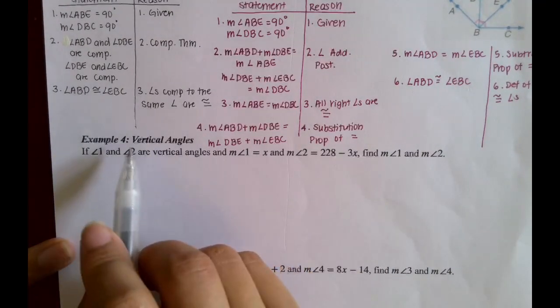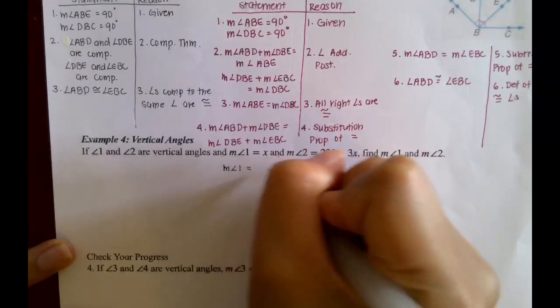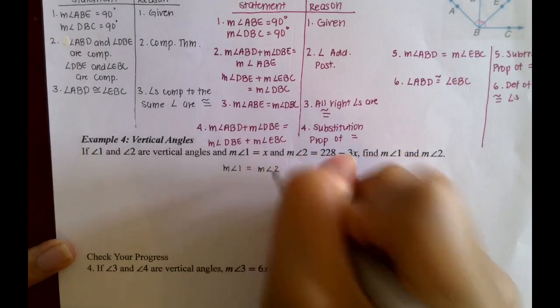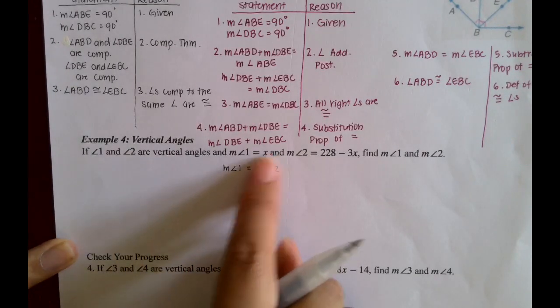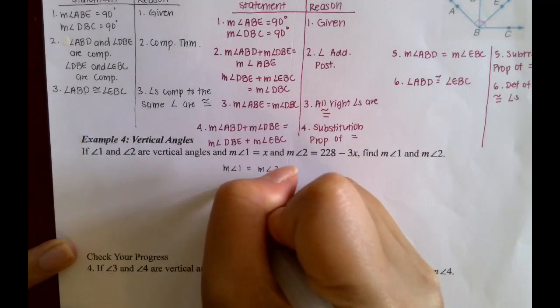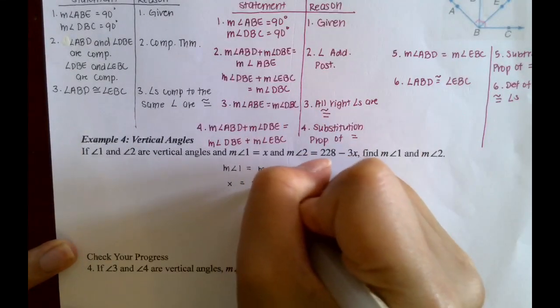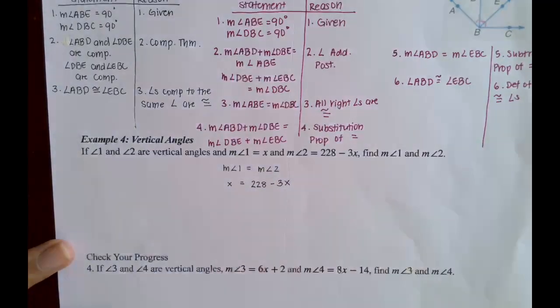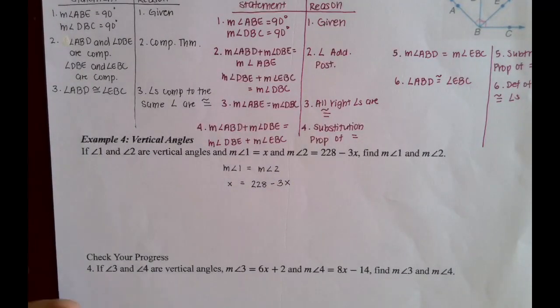Okay, so if they're vertical angles, what we should know is that their angle measures should be the same, and that is because of the vertical angle congruence theorem. So if their measures are the same, now I'm going to substitute angle 1 with x, and angle 2 with 228 minus 3x. If I had to give a reasoning, the reasoning would be the substitution property of equality.